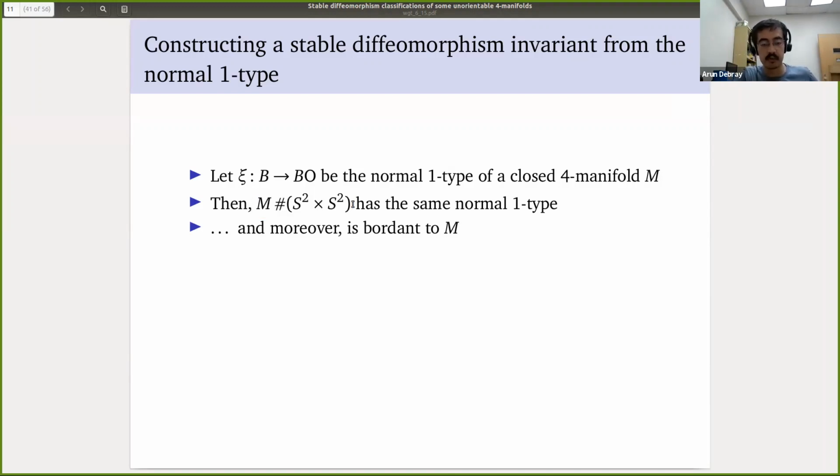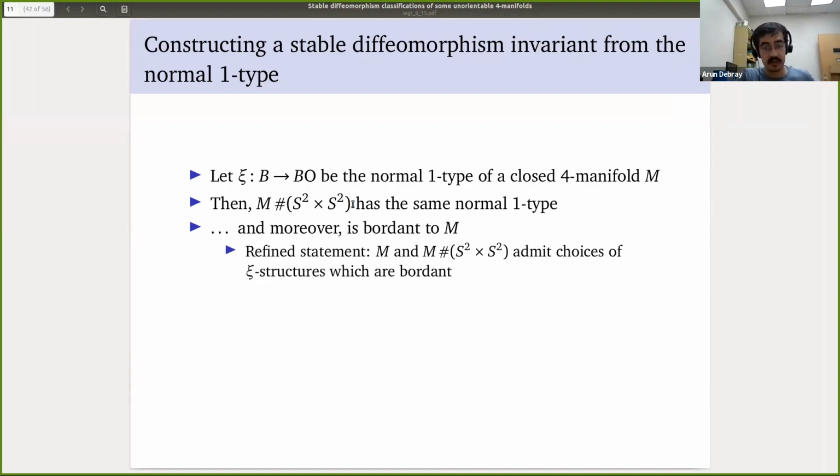Bordism is a very weak equivalence relation on 4-manifolds, so we'd like to upgrade this. What is in fact true is that S2 cross S2 bounds as a psi manifold. And in fact, for M and M connect sum S2 cross S2, you can choose psi structures on them which are bordant as psi structures. So you're not just saying that these two are the common boundary of a compact 5-manifold, but also you've chosen the psi structure, the kind that was picked out by this normal 1-type, which respects that boundary decomposition. So this can be much stronger.